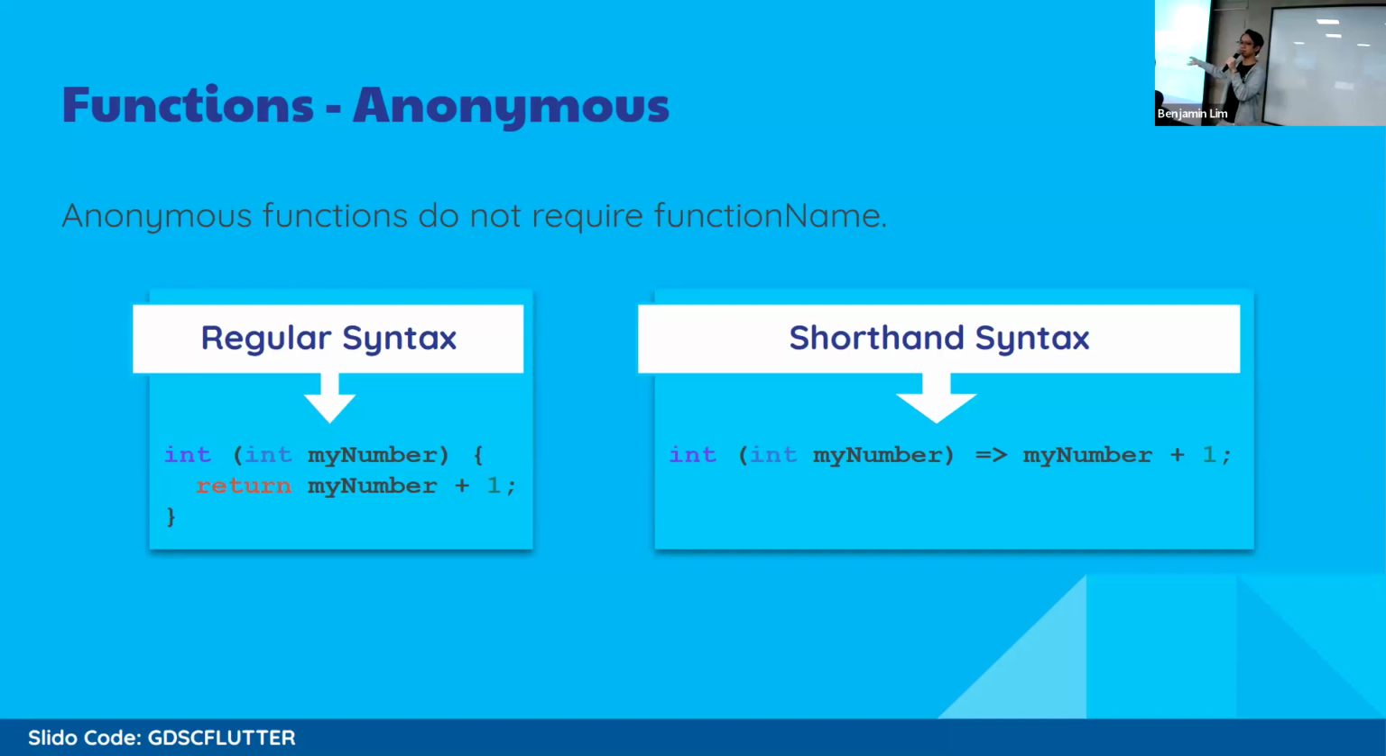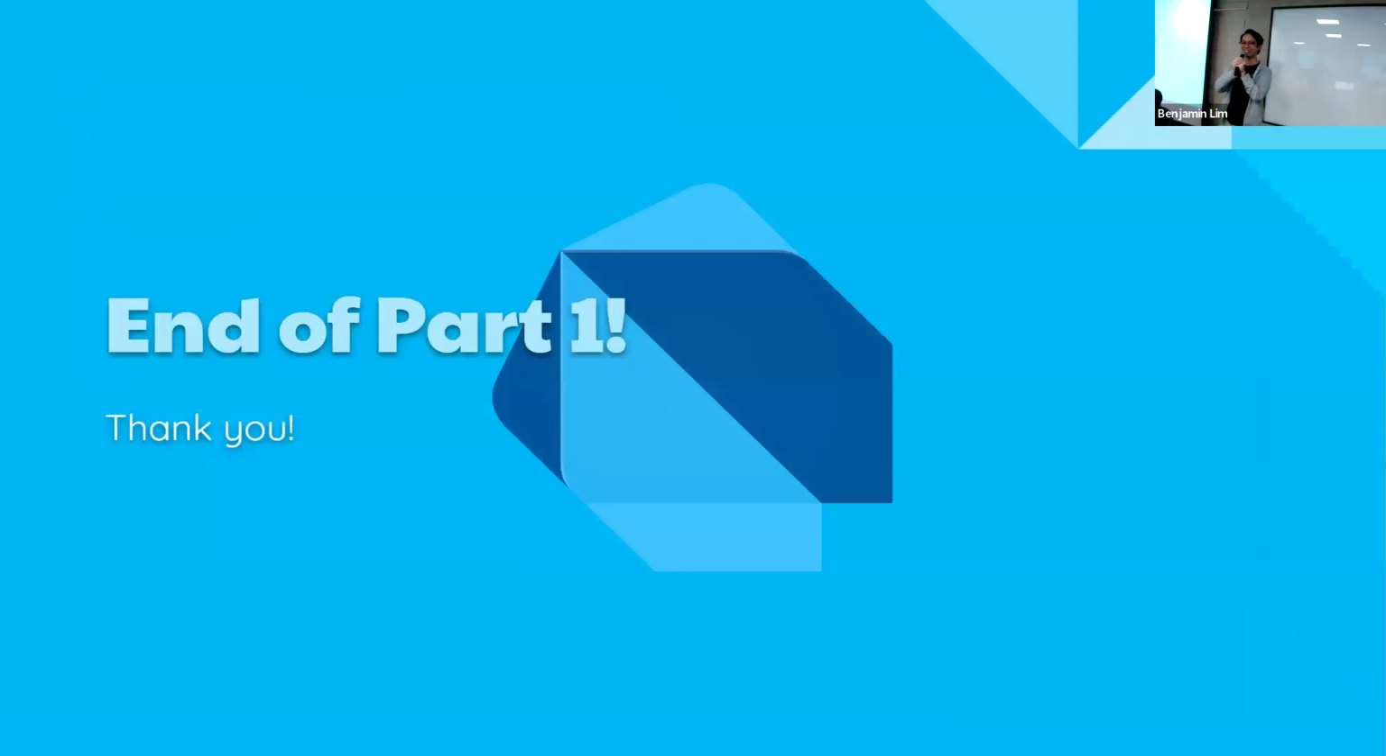Also note that the data types, same thing. The return data type is also optional. So if you don't put it in there, it will still work. But I just put it here for formalities. And next slide. And that's all for part one. That's it. Very fast, very quick. Because it's super, super basic. So that's pretty much all for Dart syntax.